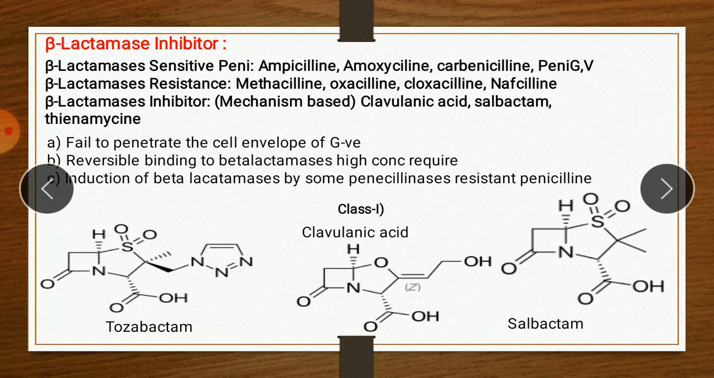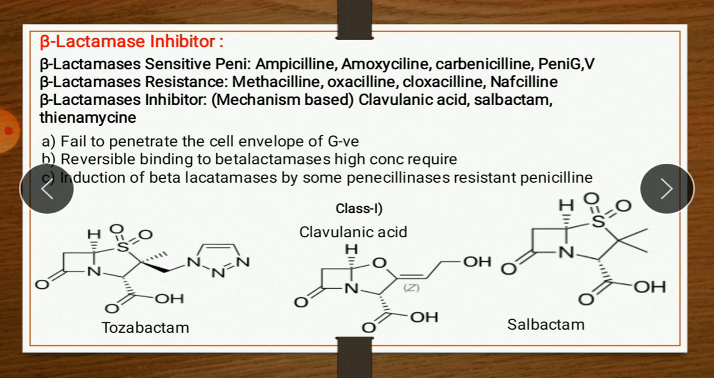Class 1 inhibitors have a heteroatom leaving group at position 1. In this class, all these drugs contain a heteroatom at position 1. For example, in tazobactam, sulfur is there. In clavulanic acid, oxygen is there. In sulbactam, again sulfur is there. So beta-lactamase inhibitors have two types. First one is class 1. In class 1, the drugs contain a heteroatom at position 1. Examples are tazobactam, sulbactam, clavulanic acid.